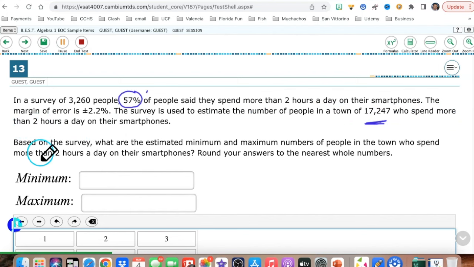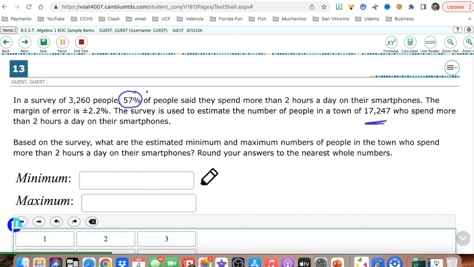Based on the survey, what are the estimated minimum and maximum number of people in the town who spend more than 2 hours a day on their smartphones? Write your answer to the nearest whole number. So the idea is they give you a minimum and maximum. Why a minimum and maximum and not just one value? Because they have a margin of error. Meaning they're going to do 57% plus 2.2%, but also 57% minus 2.2%. So that's the math that we need to do.